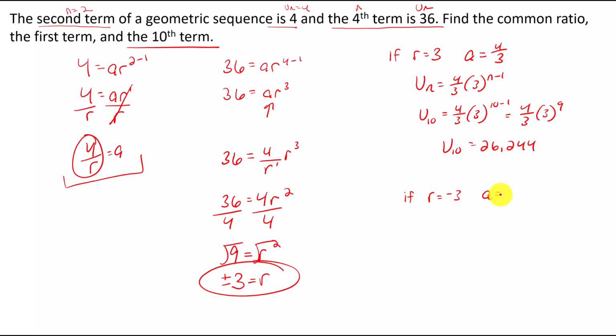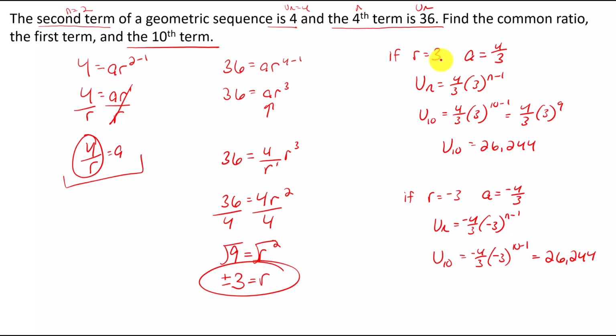A would be 4 over negative 3, so a would be negative 4/3. And u sub n would be negative 4/3 times negative 3 to the n minus 1. And so I can find the 10th term by plugging in 10. Now, in this case, if you do all this in your calculator, you actually get the same answer. You get 26,244, but that doesn't always happen. Many times you're going to get a different sign, so you have to be careful to check both.